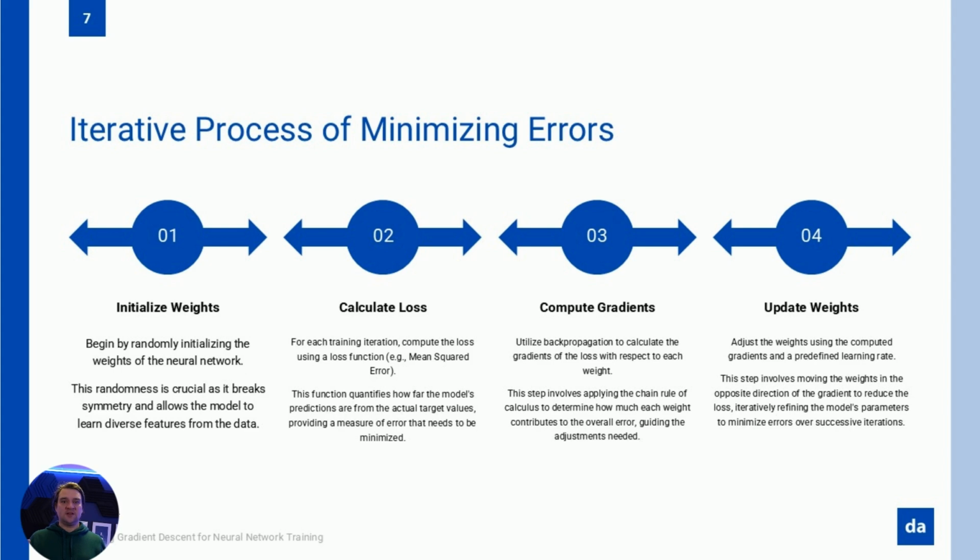What's beautiful about this process is how it brings everything together. Each iteration improves the model incrementally, fine-tuning its parameters until it learns to make accurate predictions. This iterative cycle, calculate loss, compute gradients, update weights, is what transforms a raw neural network into a powerful problem-solving tool. Now that we've laid out the step-by-step process, wouldn't it be amazing to see it in action? Let's bring this concept to life with visualizations that show how gradient descent navigates the loss landscape and converges toward the optimal solution. Let's dive in.